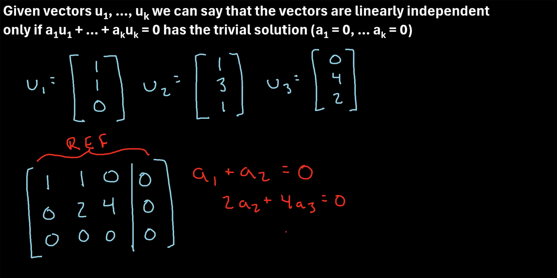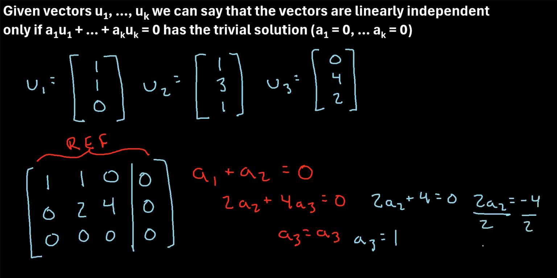So in other words, we could just say that a3 is just equal to itself. Or in other words, it's allowed to be anything. And what we'll find is that we can choose any value for a3, and we'll be able to solve for a2 and a1. So for example, let's just say a3 is equal to 1. If a3 is equal to 1, then in this equation we would have 2a2 plus 4 is equal to 0. So if we subtract 4, we'll get 2a2 is equal to negative 4. If we divide by 2 on each side, a2 would be equal to negative 2.